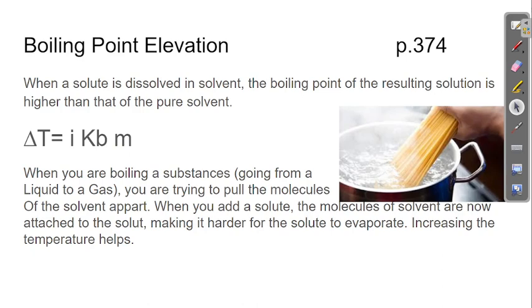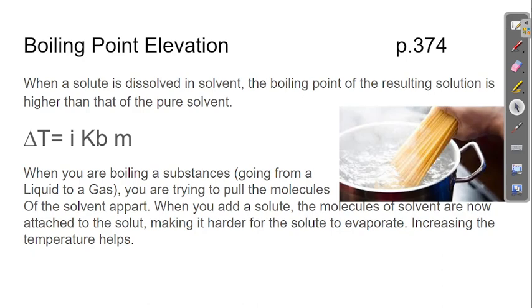Why does the boiling point go up when you add a solute? So water with salt to cook pasta, that water that's boiling, if you see the bubbles here, I mean this boiling, it's not at 100 degrees, it's at a higher temperature. So the pasta will cook faster. When you are boiling a substance, going from a liquid to a gas, you are trying to pull the molecules of the solvent apart. When you add a solute, the molecules of solvent are now attached to the solute, making it harder for the solvent to evaporate.